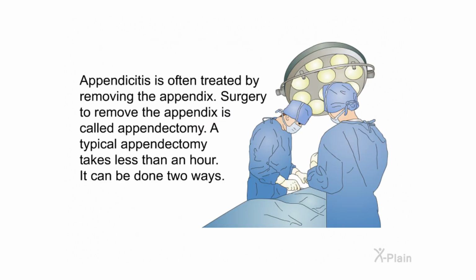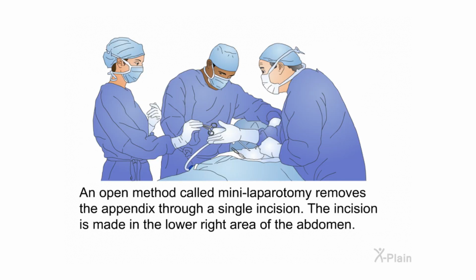Treatment. Appendicitis is often treated by removing the appendix. Surgery to remove the appendix is called appendectomy. A typical appendectomy takes less than an hour. It can be done 2 ways. An open method called mini-laparotomy removes the appendix through a single incision. The incision is made in the lower right area of the abdomen.